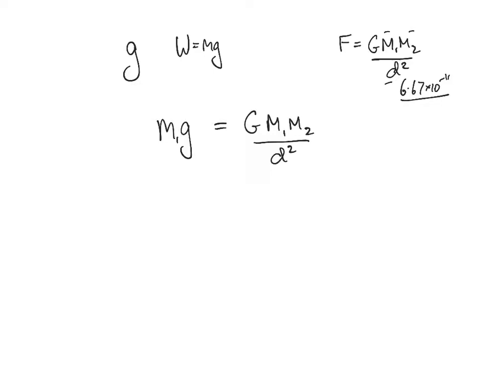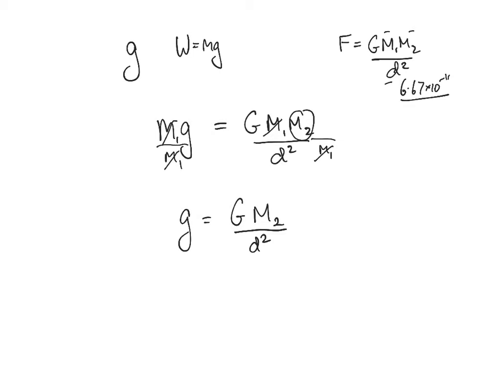If we divide both sides by m1, they cancel, and we're left with a value for g. It's the gravitational constant times the mass of the planet, and this is the mass of the planet here. So if it was Earth, that would be the mass of the Earth.